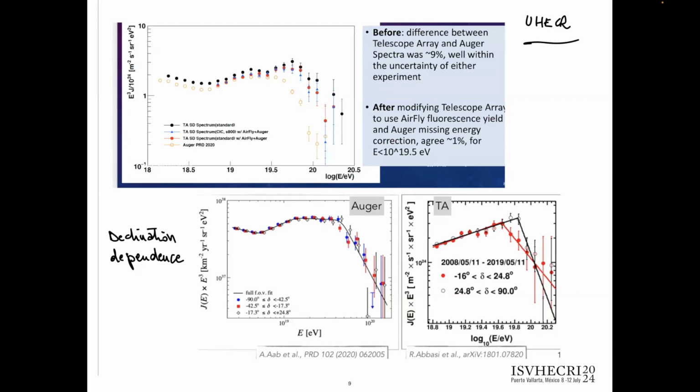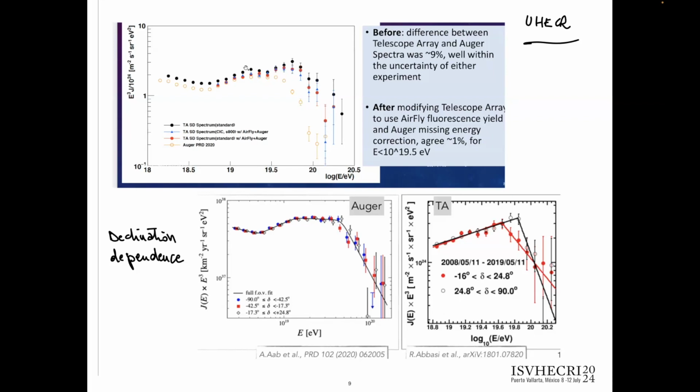this difference becomes of the order of 1 or 2%. So what we can conclude is that from this point of view, the two spectra are in very good agreement up to here. Then you see here, there is a problem. The spectrum of Telescope Array is different from the spectrum of Auger.